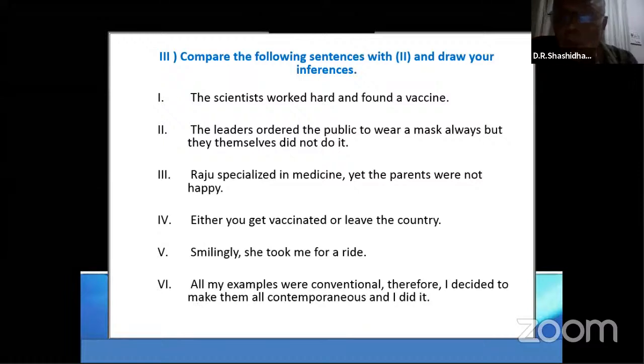Scientists worked hard, one sentence, and they found a vaccine, another sentence. It's joined together by means of the conjunction and. The leaders ordered the public to wear a mask always. They themselves did not do it, is another sentence joined together by means of the conjunction but. I hope all of you agree, yes. Sure. Okay. Shall we move on to the next one?